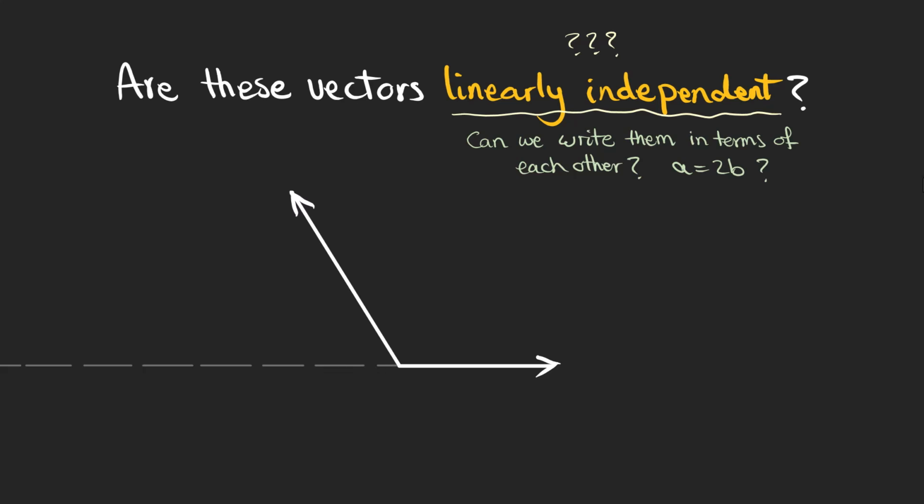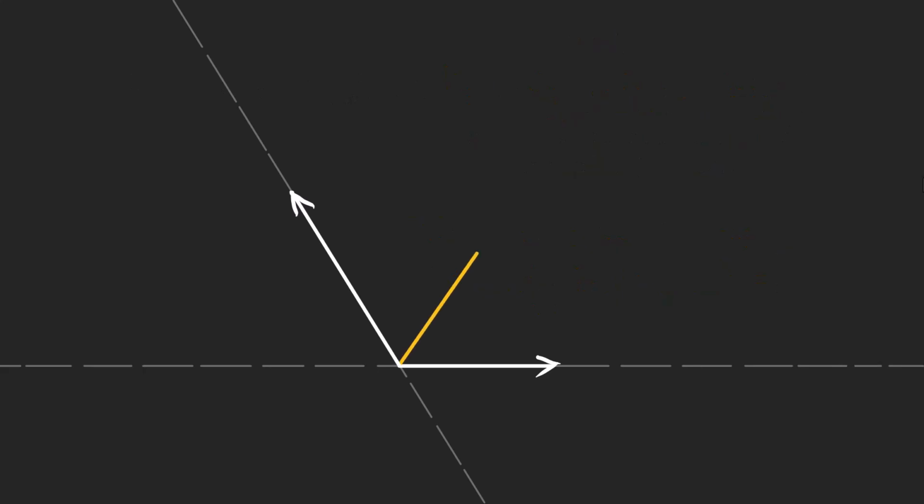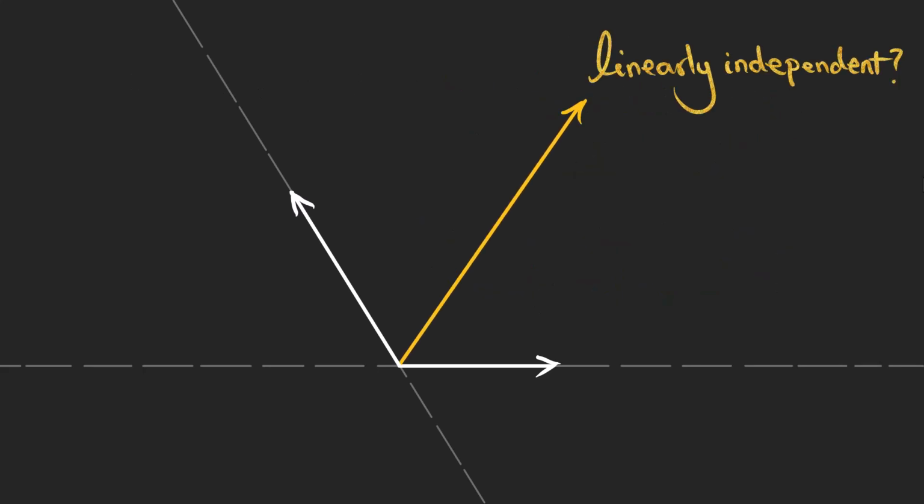You might think to yourself that, okay, if I want to write any vectors as a multiple of this one, it must be in this direction. And also for the other vector, it must be in this direction, which is not, of course. So I guess your final verdict is that these two vectors are linearly independent. Now I introduce another vector and ask the same question. Is this vector linearly independent from the other two vectors?